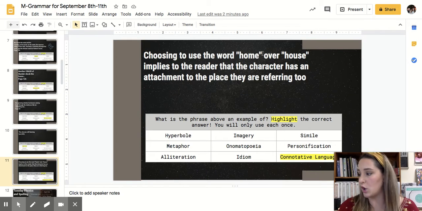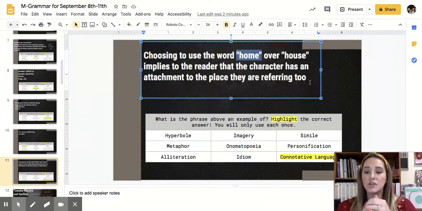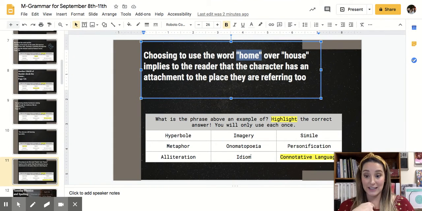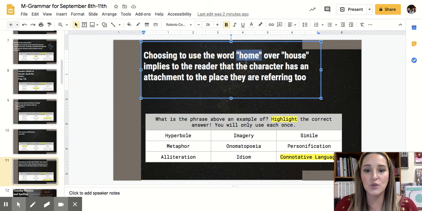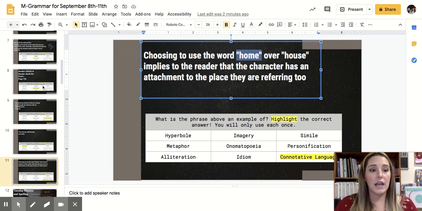So the author uses the word home instead of house to make the reader understand that the character is attached to that specific place. You've probably heard the idiom, home is where the heart is, right? We just know that saying, home is where the heart is, means wherever you feel the most comfortable, and usually it's with your family, is where you feel like you're at home. In this circumstance, his house is where he feels like home, but he doesn't live there anymore. That's why the author used the word home instead of house, okay? So that's our review and our connection so far.